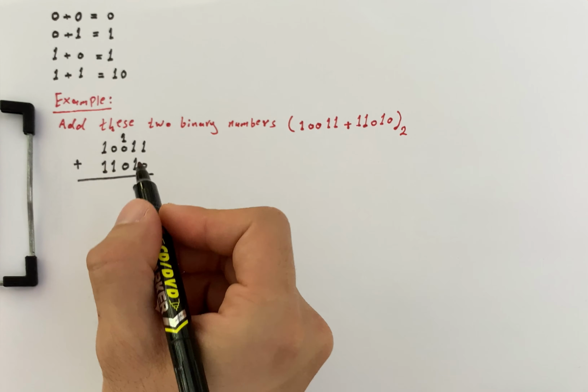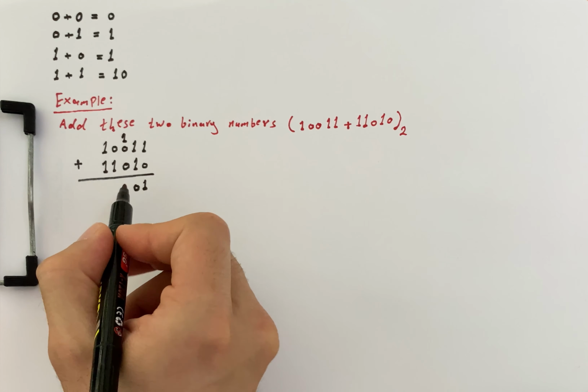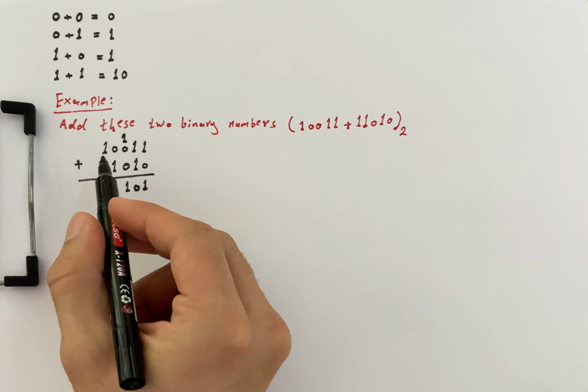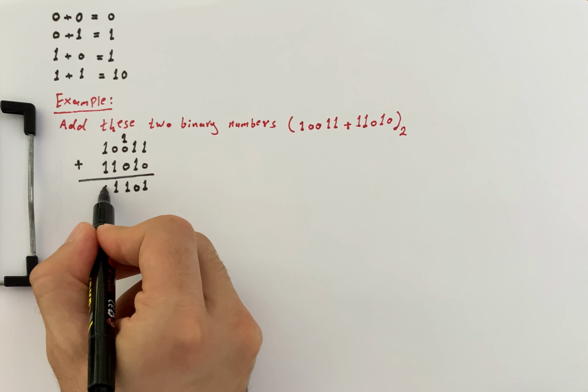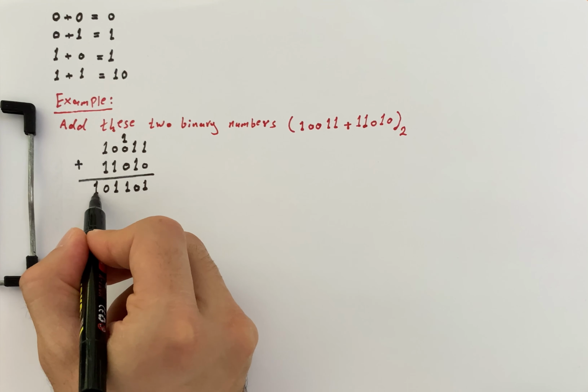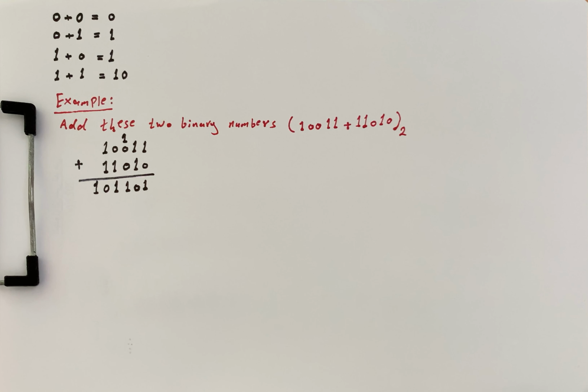Now we add the carry 1 plus 0 plus 0, and this is equal to 1. 0 plus 1 is equal to 1. And finally, 1 plus 1 is equal to 10. So we write 0 and 1 because this is the last column in the numbers.